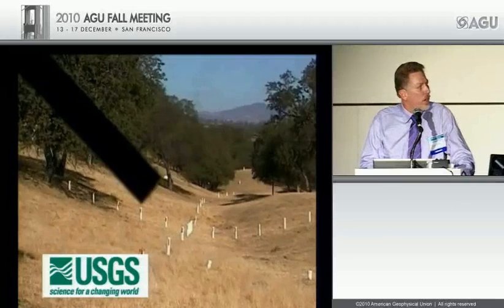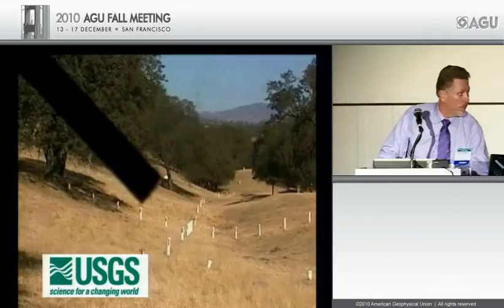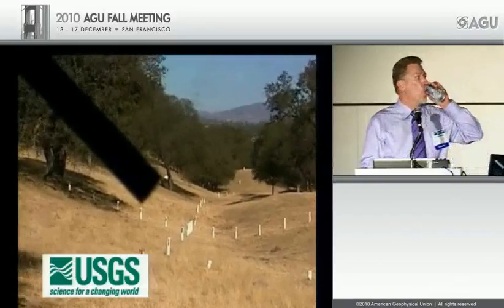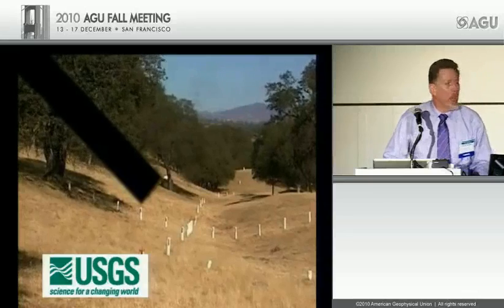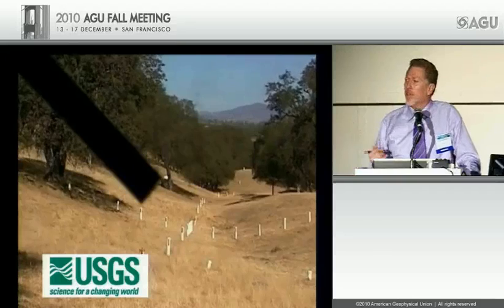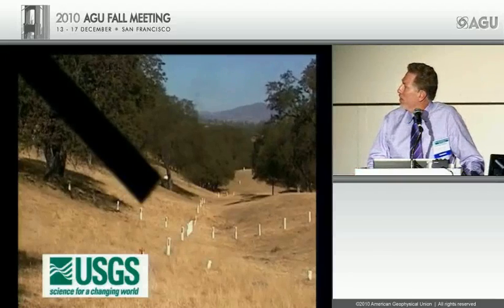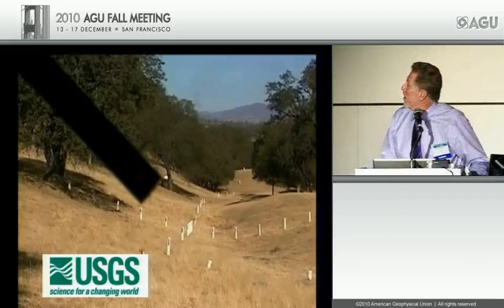So this is the video camera turning on. The white cylinders were put in basically as references, so your eye had something to track during the earthquake so you could see some motion going on. So that was the Parkfield earthquake.